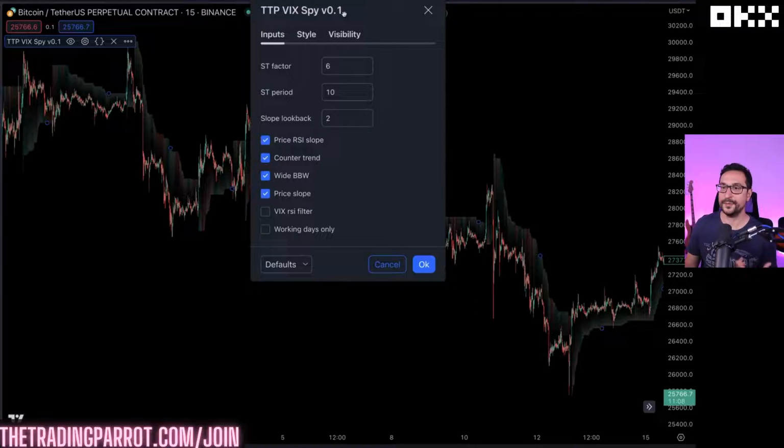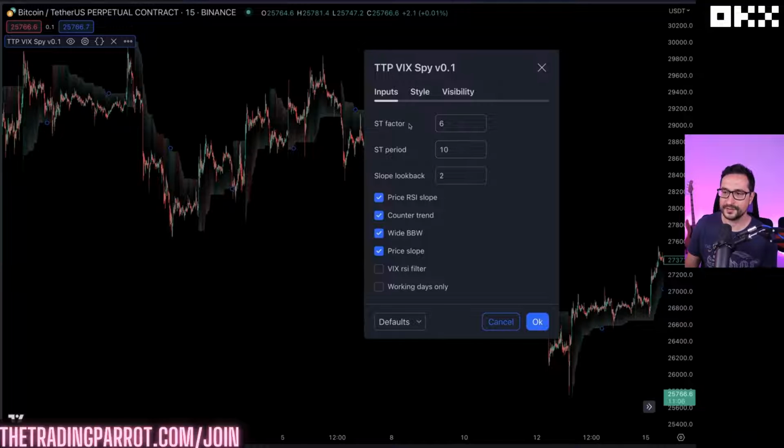Now we're going to look into the parameters. The top 2 parameters belong to the built-in super trend that we are using to counter trend. All the signals coming from the volatility index SPY are counter trend signals, unless you untick that. We are looking at the super trend, and whenever there is an uptrend, we're looking for shorts. If there is a downtrend, we look for longs.